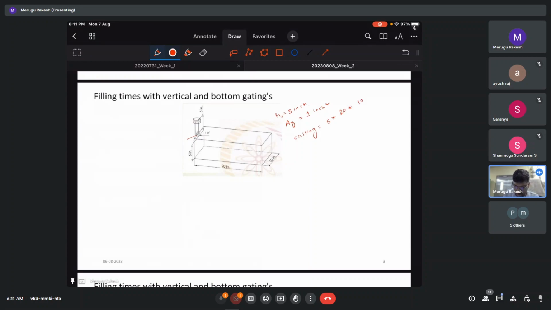10. Just try to calculate the filling time in top as well as the filling time in bottom. This gives a complete picture about the top and bottom gating systems. Sorry, not solidification time, filling time. I hope you know the formulas. Just revise the formulas. I derived the filling time, t_f, for bottom as well as top in the last class.